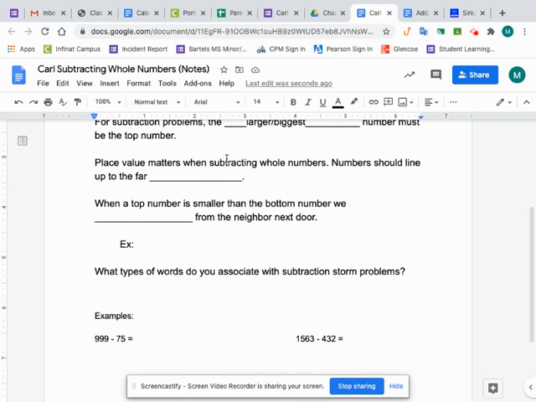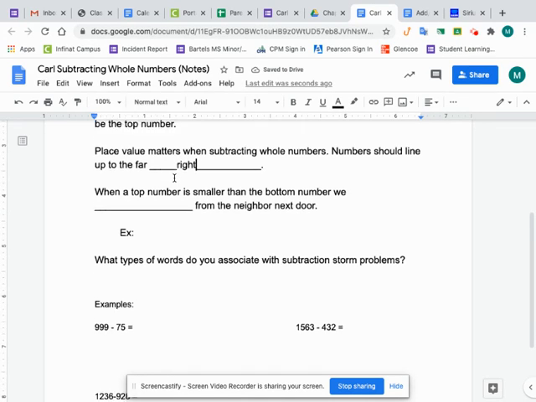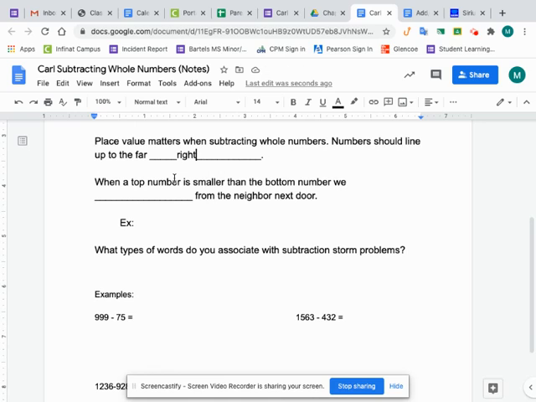Place value matters when subtracting whole numbers. Numbers should line up to the far right, just as in addition. When a top number is smaller than the bottom number, we must borrow from the neighbor next door. Borrowing is something we oftentimes forget about.